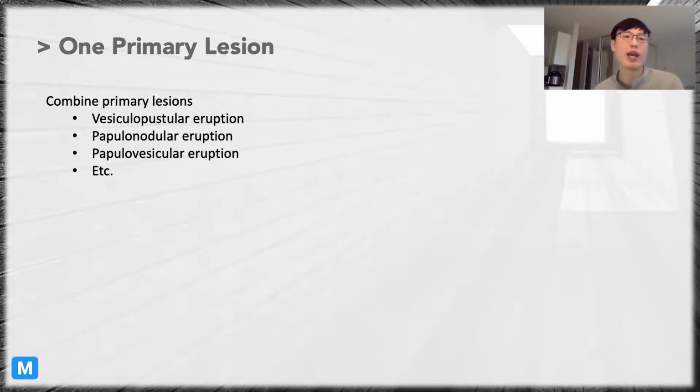Another example is papular nodules, based on papules and nodules, or even papular vesicles, because some of them are vesicles, lesions with fluid, and some do not have clear fluid. You can use the term papular vesicular eruption.